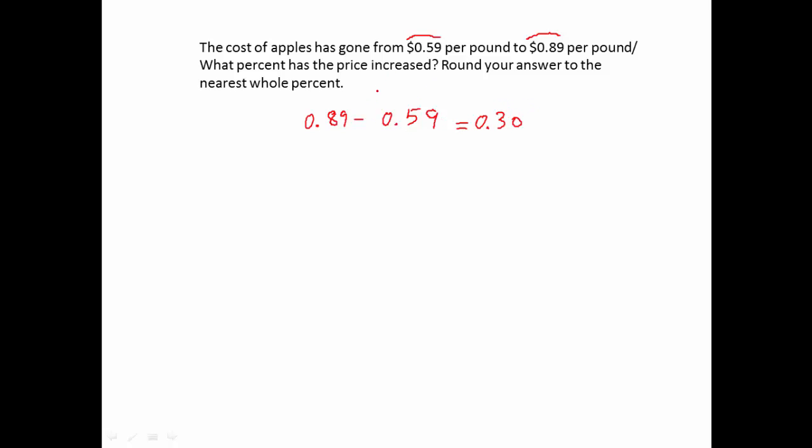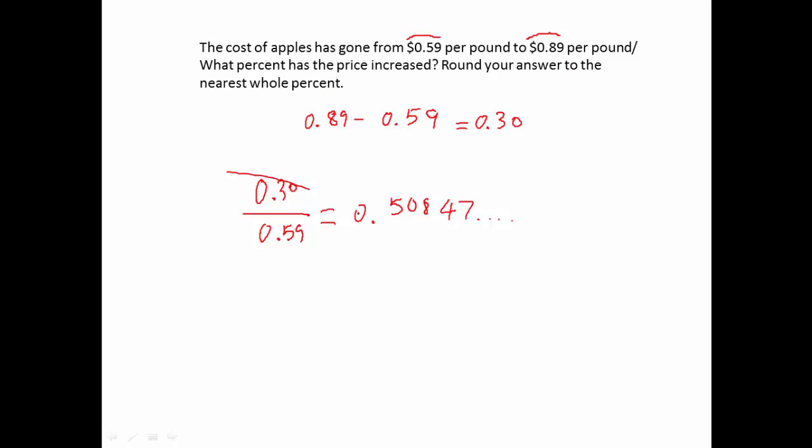Then if you want to find the percent of the price increase, you have to take the difference between them, and then take this number and divide by the original amount. So 0.30 divided by the original amount, which is 0.59. And if you do this division, you get 0.508 and then 47, and then we have a lot more digits after this. The result here is only the decimal value. You want to round your answer to the nearest whole percent.